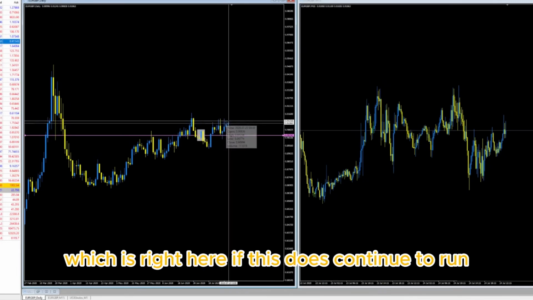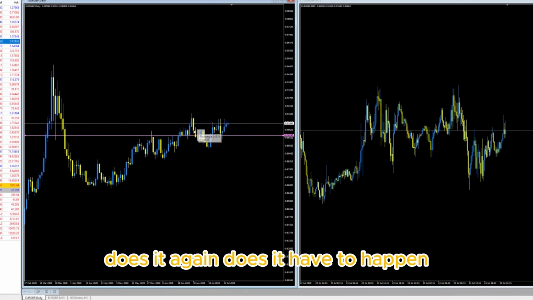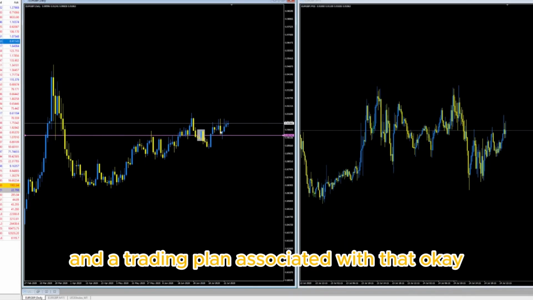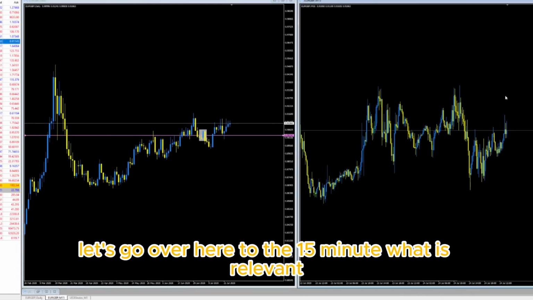If this does continue to run, we can get a significant move past this high and up past this high. Does it have to happen? No, but it is a good place to start for formulating a trading idea and a trading plan associated with that. Okay? So that being said, let's go over here to the 15-minute.